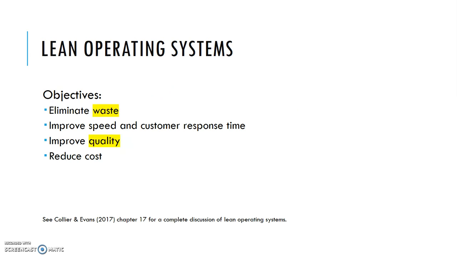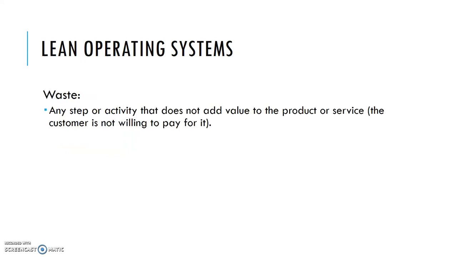Let's make sure we're clear on 2 terms here that we've talked about before in class, but let's revisit our definitions: waste and quality. When we're talking about waste, we're talking about any step or activity that does not add value to the product or the service. In other words, the customer is not willing to pay for it, right? If we're doing something that the customer is not willing to pay for, that is a form of waste.